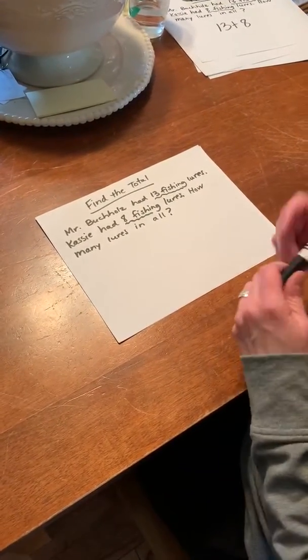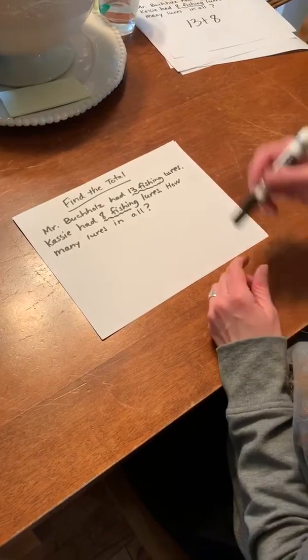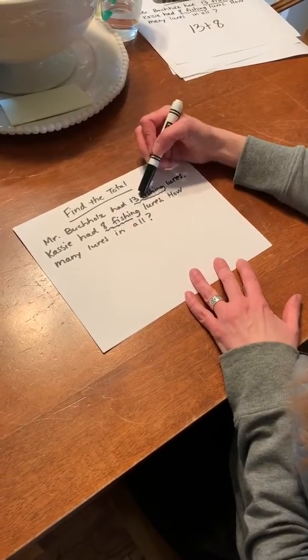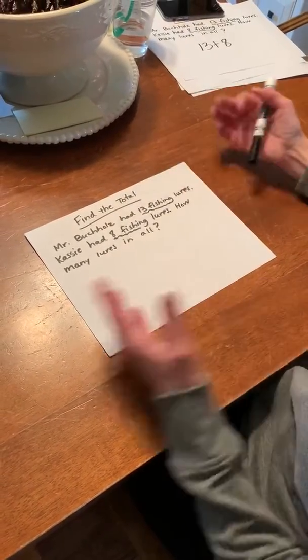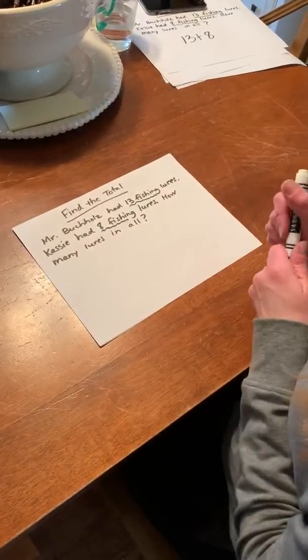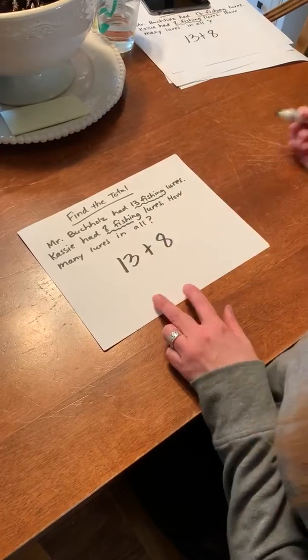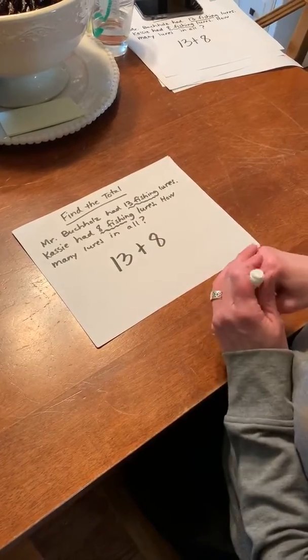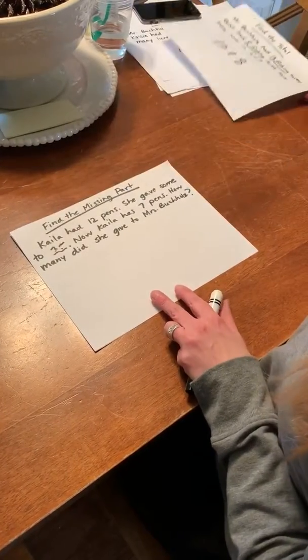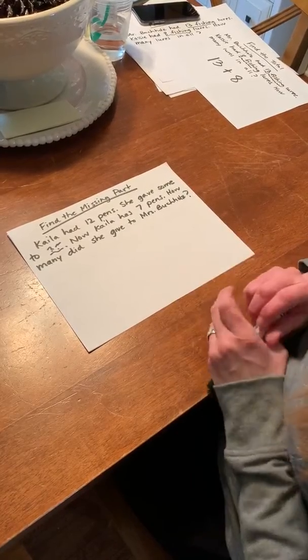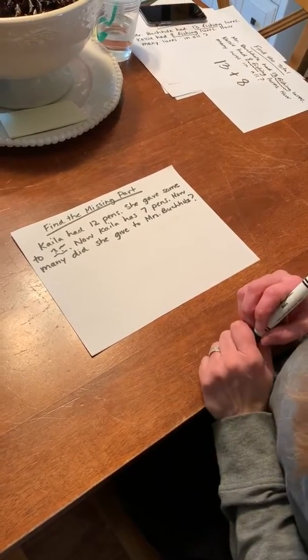This is kind of like the easiest kind of problem because you know both your amounts and we're asking you to put them together. How many all together? How many in all? So we know we're just going to take 13 and add it to 8. So that one's pretty easy. Find the total.